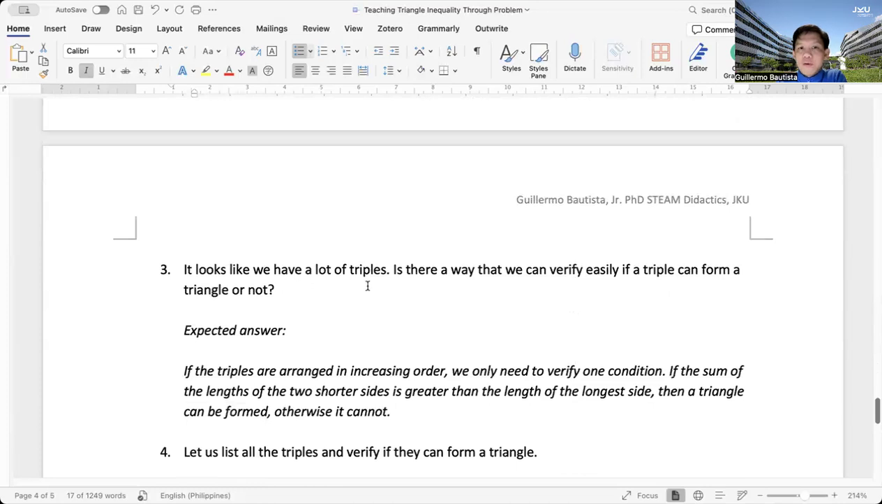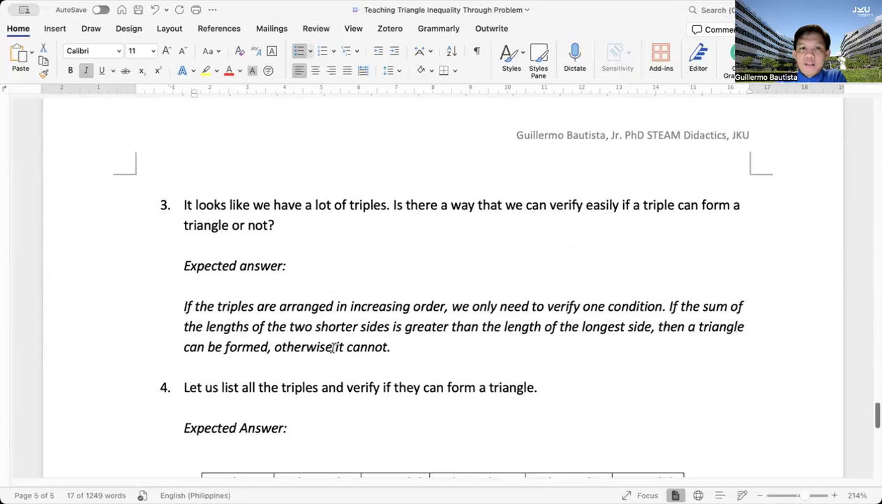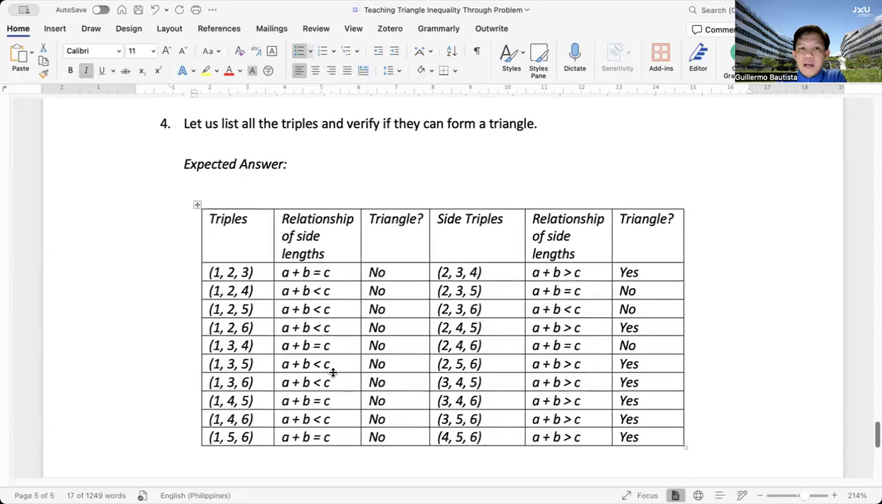Okay, so here it looks like we have a lot of triples. Is there a way that we can verify easily if a triple can be a triangle or not? Of course, we still have to use the theorem that we have learned earlier, the triangle inequality theorem, and then they can check one by one. These are the triples, and they have the relationship. They have equal, less than, and also greater than. And of course, if they form a triangle, you say yes.